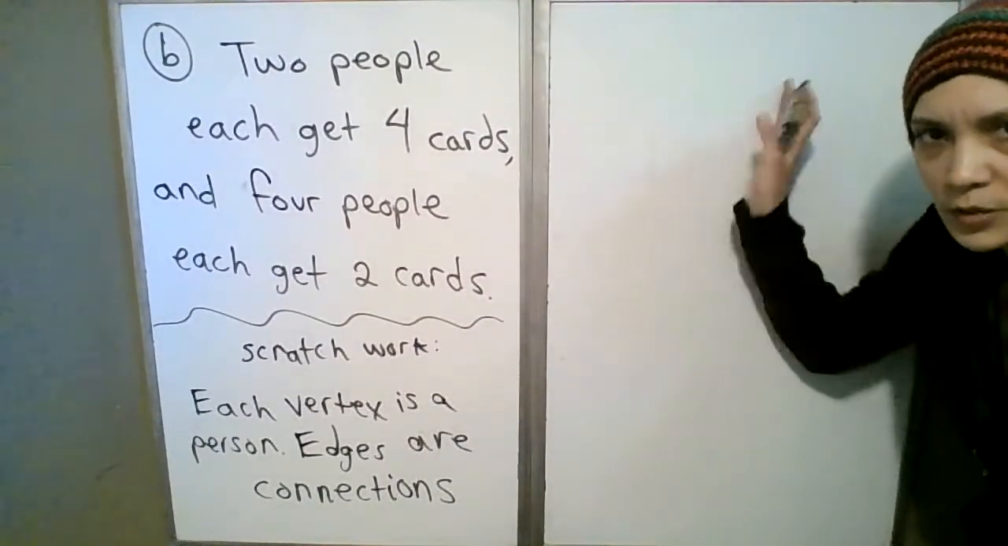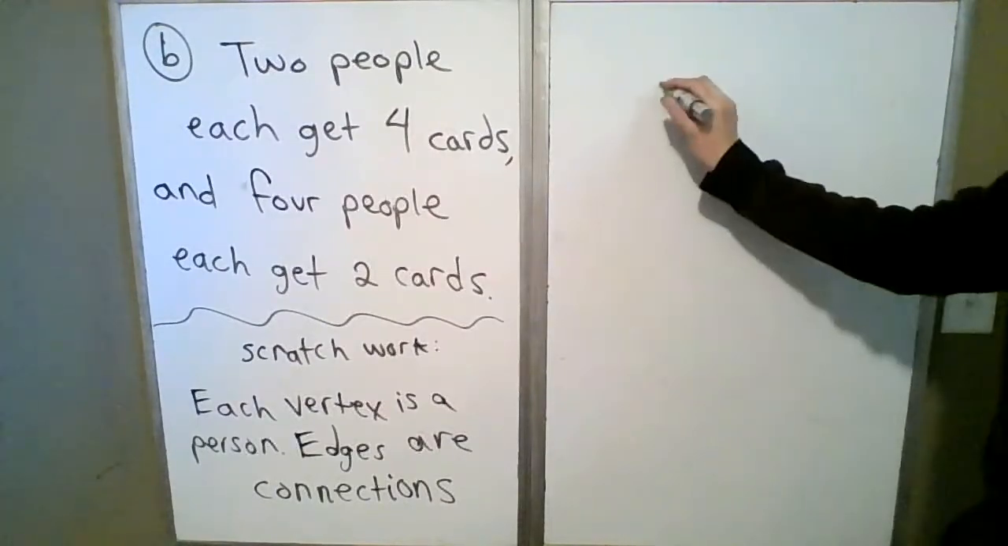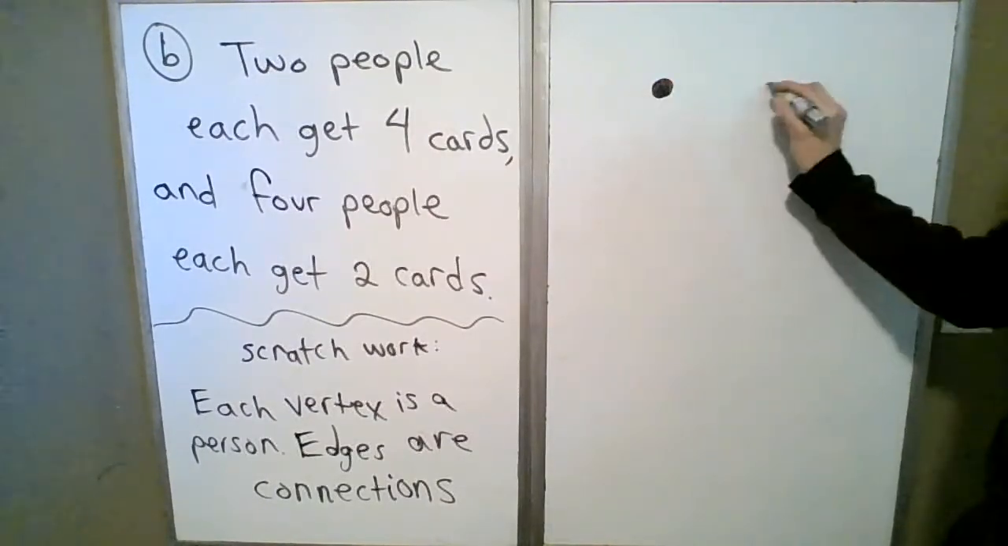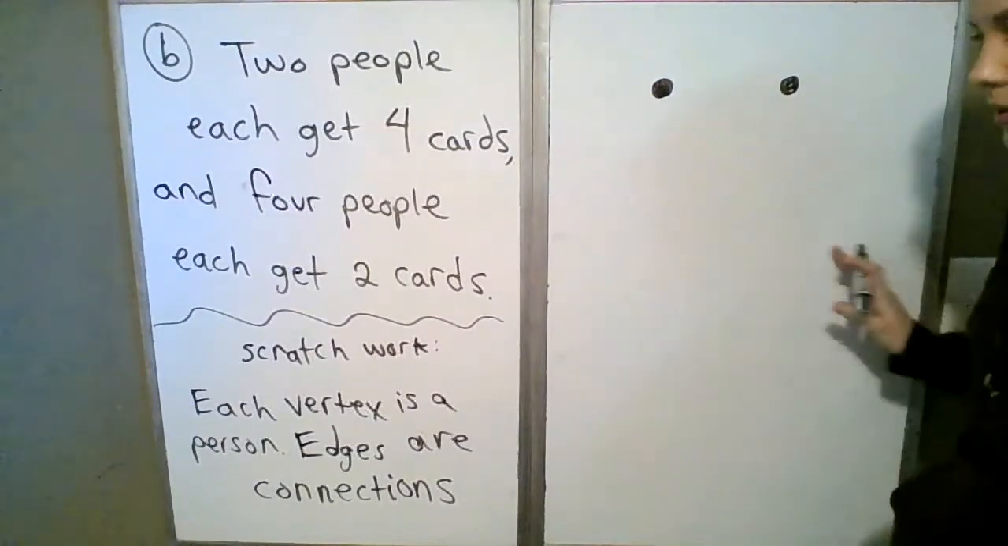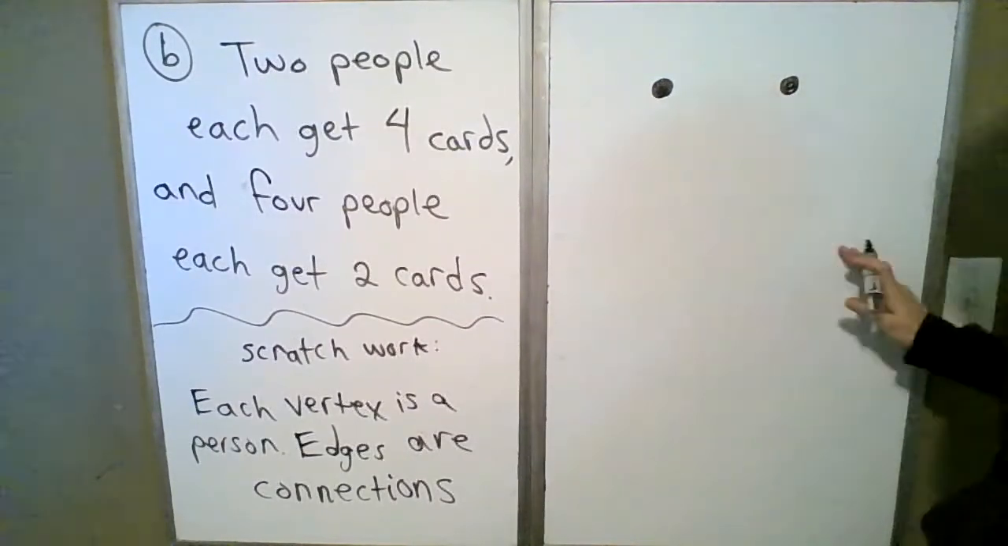We're going to draw our 2 people at the top, the 2 people who get 4 cards. And then the 4 people who get 2 cards each are going to be in a row down here.